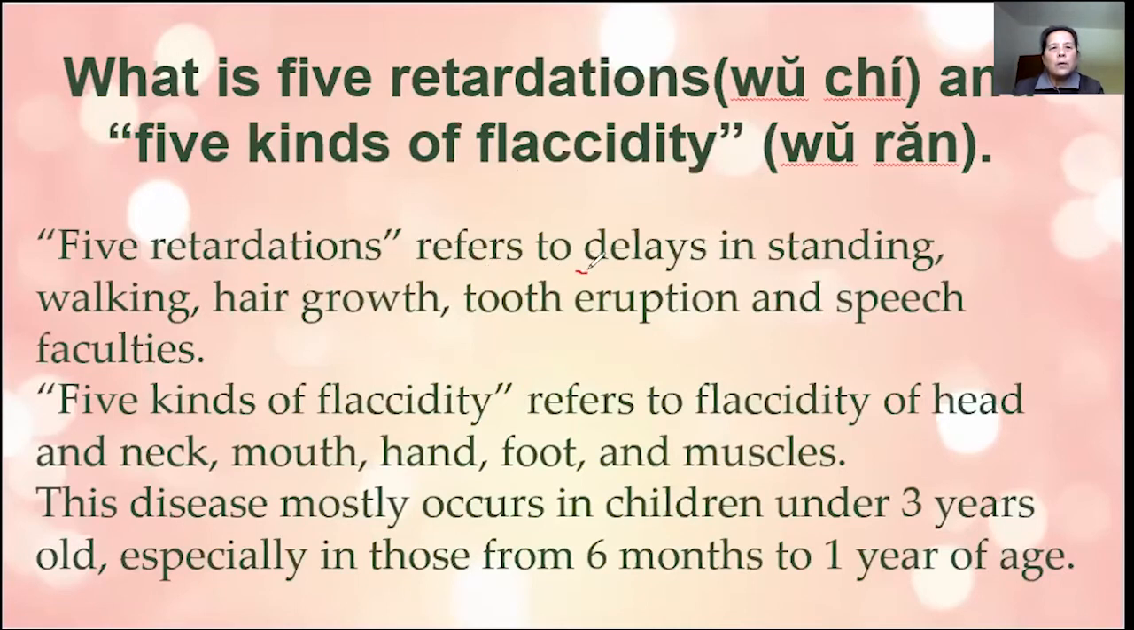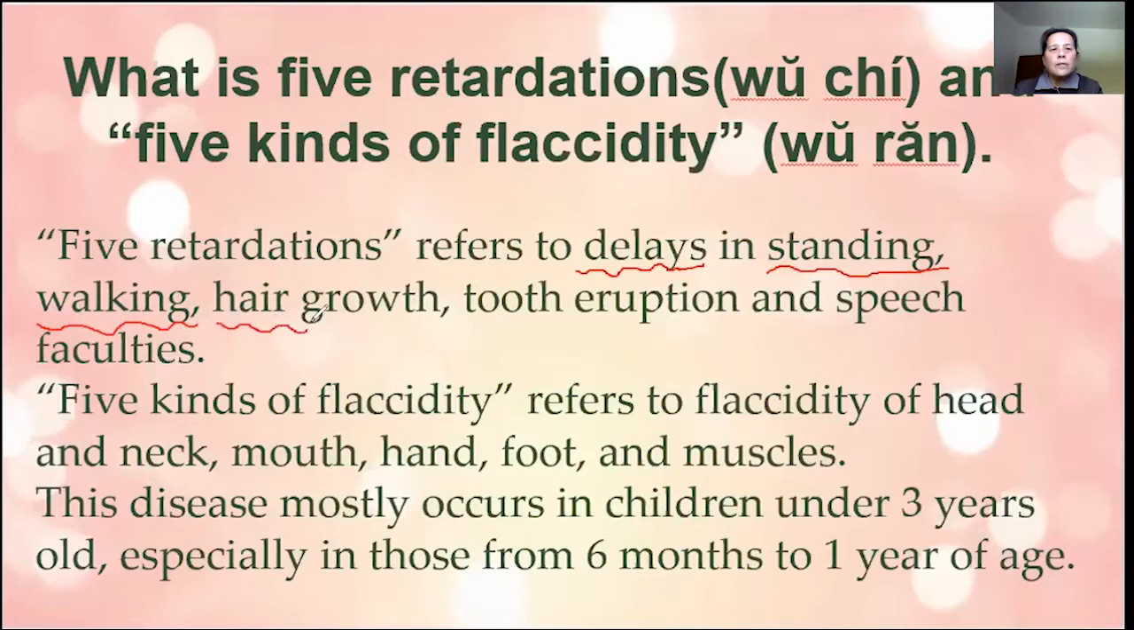So 5 slows. The children are slow in standing, compared with the normal age. Other children can stand up already, but the sick children are slow in standing and slow in walking. Other children of the same age are walking already, but the sick children still can't walk. It's slow.